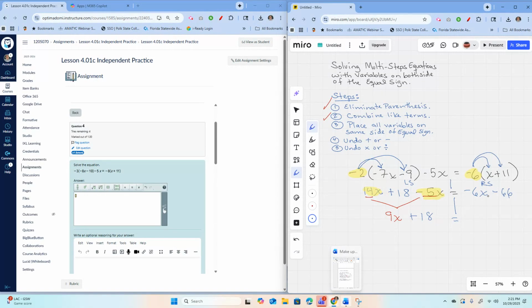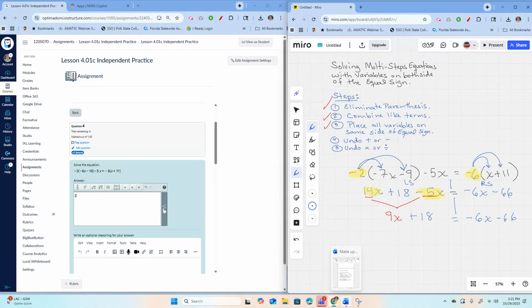And on the right side, you cannot combine negative 6x with the minus 66 because the 66 doesn't have an x. So we're just going to write exactly the same thing. And we did step number 2.